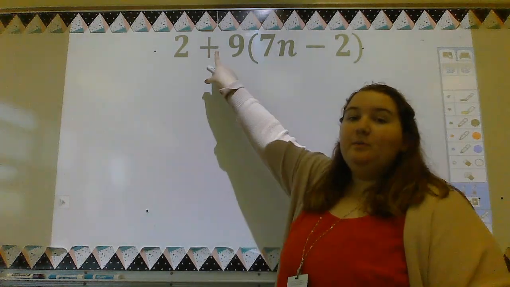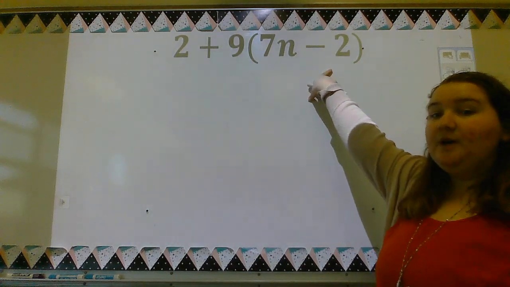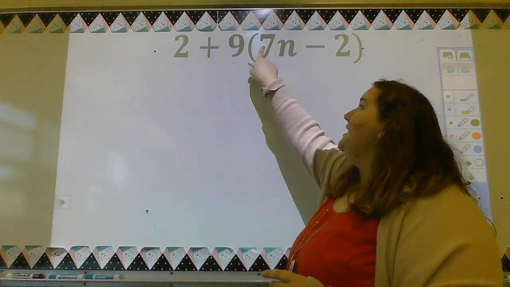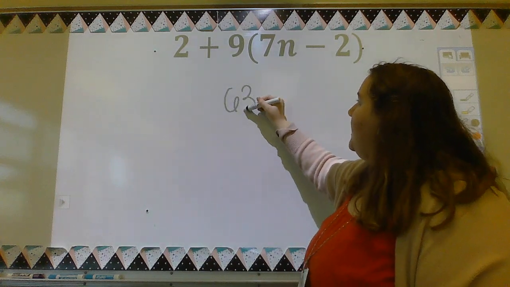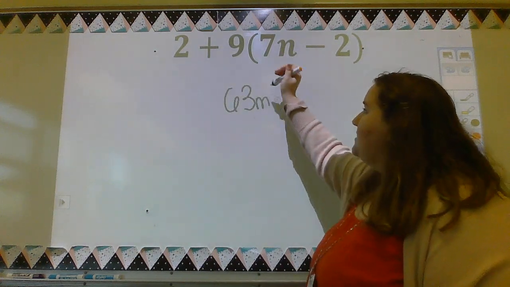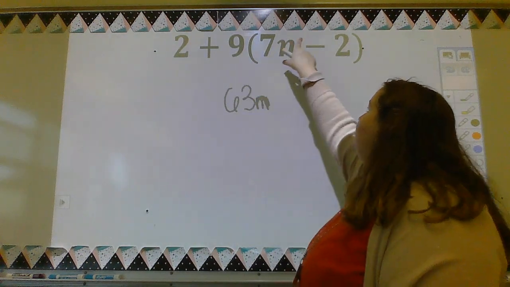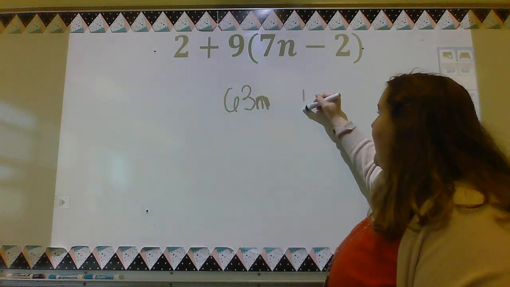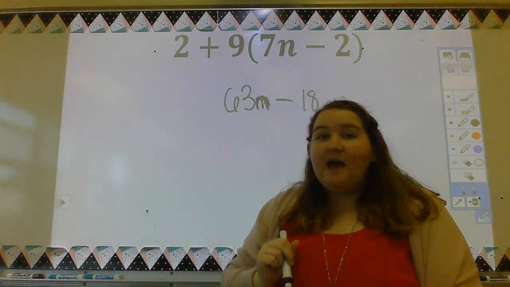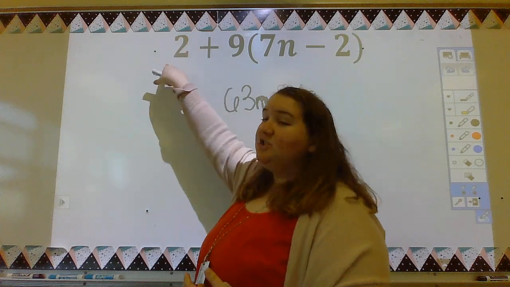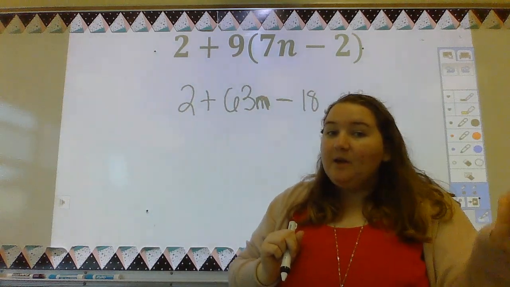Okay, 2 plus 9 times 7n minus 2, okay? So we're going to distribute first. So 9 gets distributed to 7n and to negative 2. So 9 times 7 is 63, and we're going to keep the n, okay? So 9 times 7n is 63n. And then 9 times negative 2, okay, is going to be 18. And a positive and a negative make a negative. And then I'm going to bring down anything I didn't use. So I have not changed this right here, so I'm going to bring it down. Okay? Okay, now we're going to combine like terms.